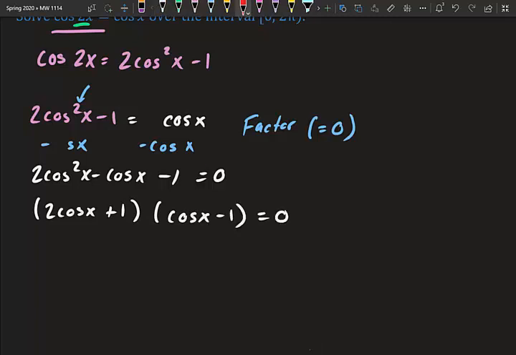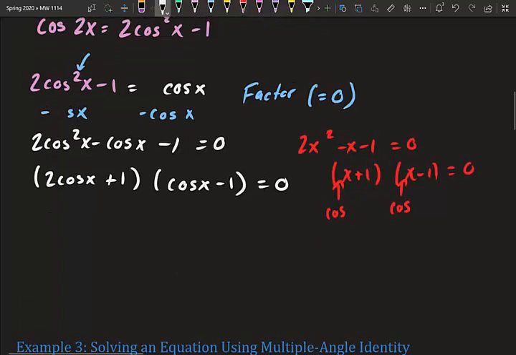So actually, let me take that out again. Remember how we did the 2x squared minus x minus 1, how I said just treat it that way? If you were to factor this, you would get 2x plus 1 and x minus 1. So all you need to do is just plug in the cosines with x. That's how you factor with trigonometric functions. Pretend that the trigonometric function's not there, and then you're factoring. Okay. All right, so with each factor, we're going to set it equal to 0. So we have 2 cosine x plus 1 equals 0, and cosine x minus 1 equals 0.